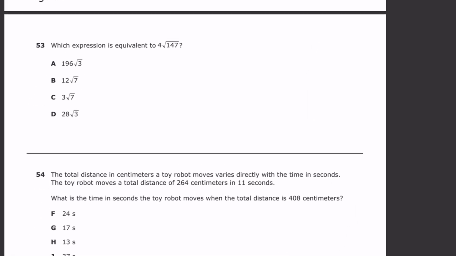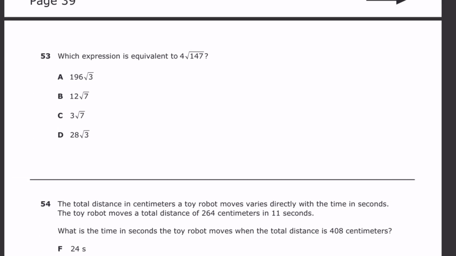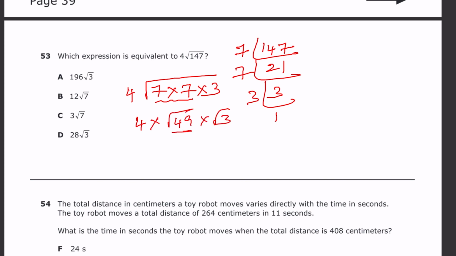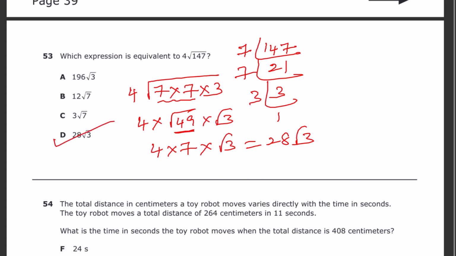Next, 53rd one. Which expression is equivalent to 4 root of 147? Now 147 we can take here 7. What is the LCM of this? 7 2s are 14, 7 1s are 7, 3 1s are 3. So we can write this as 4 under root 7 into 7 into 3. Now this becomes 4 into root of 49 into root of 3. So root of 49 is how much? 7 into root of 3. So which is equal to 28 root of 3. So D is the correct option.